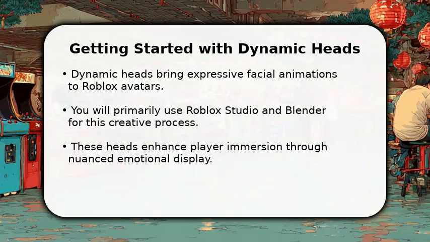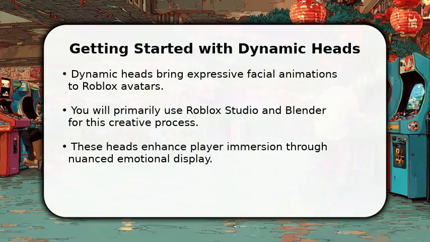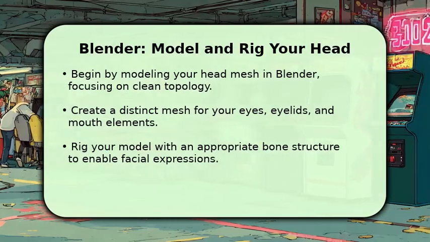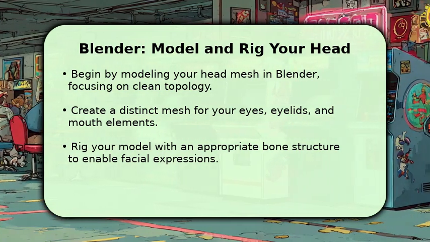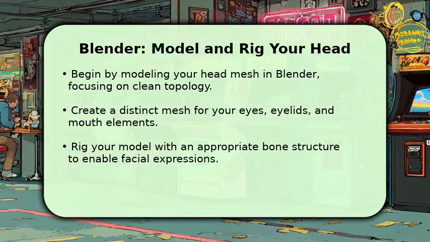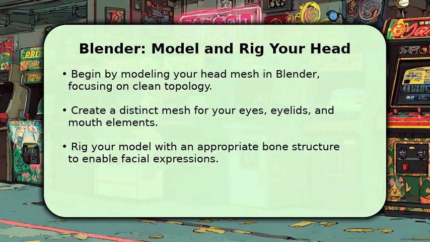Prepare your workspace by setting up basic project files in Studio, ready for asset integration. In Blender, start by crafting the base head mesh, ensuring your geometry is clean for animation. Next, model separate mesh parts for the eyes, eyelids, and tongue, as these will need independent movement.